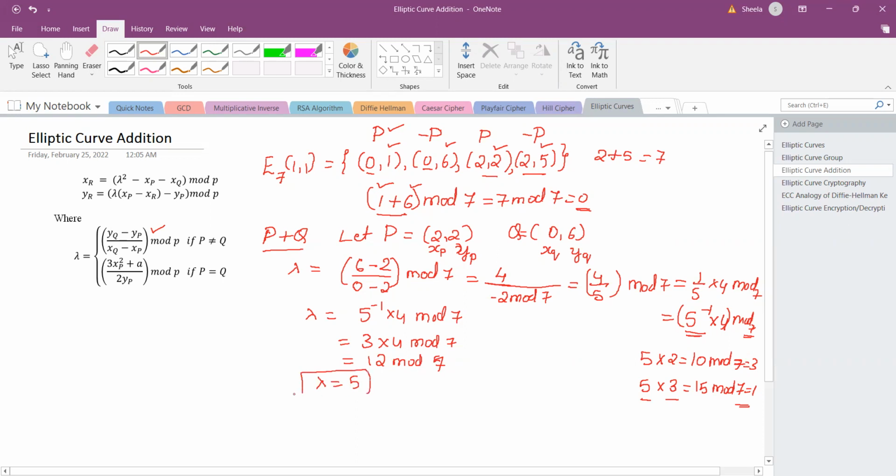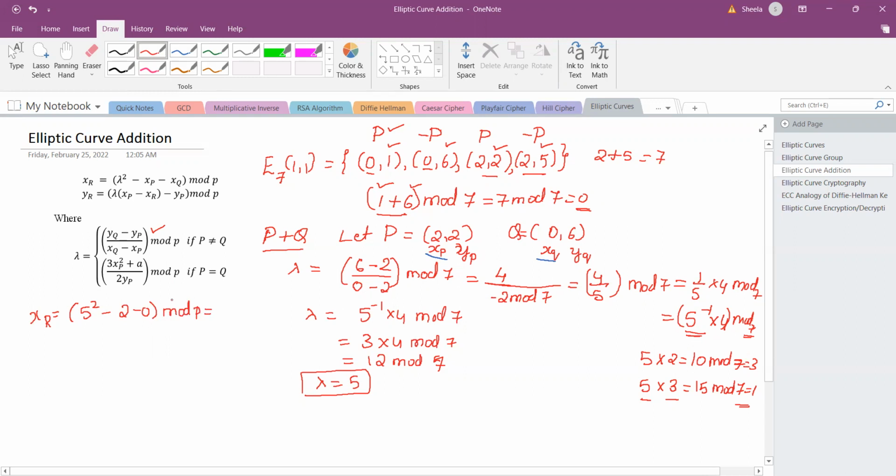Using this lambda, I need to find the x coordinate and y coordinate. And we know the expression for the x coordinate. The expression for the x coordinate is lambda square minus xp minus xq. So here lambda square is nothing but 5 square minus xp. What is xp? Here we have xp as 2 and xq as 0. So I'm just going to consider 2 minus 0 mod p.